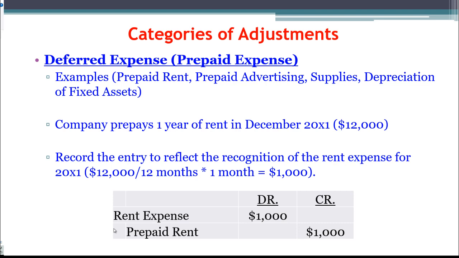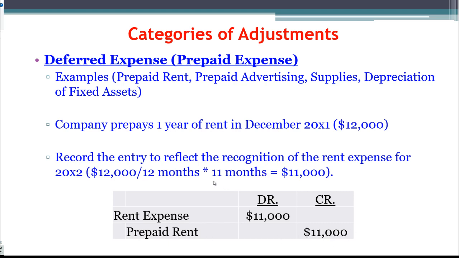At the end of the period, in this case December, we need to record the adjusting entry to reflect the recognition of that rent expense. The $1,000 per month times just 1 month gives us $1,000. The journal entry has to be a debit to rent expense and a credit to the asset prepaid rent because we've used it up. Now down the road next year, in year 2, we have the other 11 months to record, and it's the same journal entry. Debit to rent expense, credit to prepaid rent for the remaining 11 months.